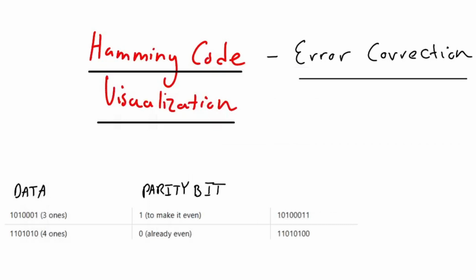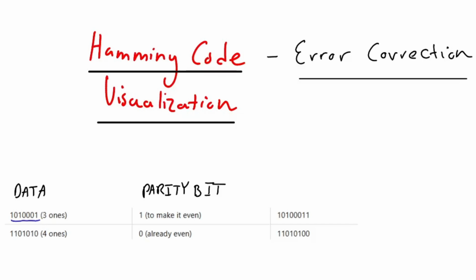Alright, so let's look at Hamming code error correction and its visualization. To begin, we need to understand the concept of a parity bit. Let's say we have the data 1010001. We can see that this data, which I'll highlight in blue here, has 3 ones, right?